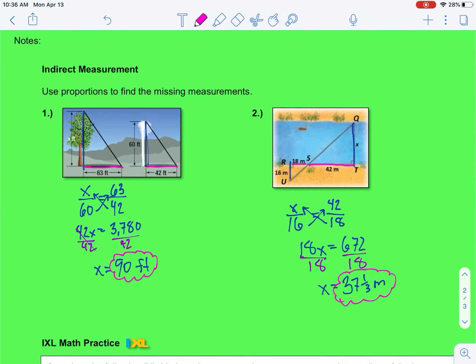All right, there's our lesson for today. That one was a little bit longer too, but it's all about setting up proportions and solving them. Make sure that they're nice and neat and organized, and you'll be sure to get the right answer because cross multiplying and dividing is pretty easy.